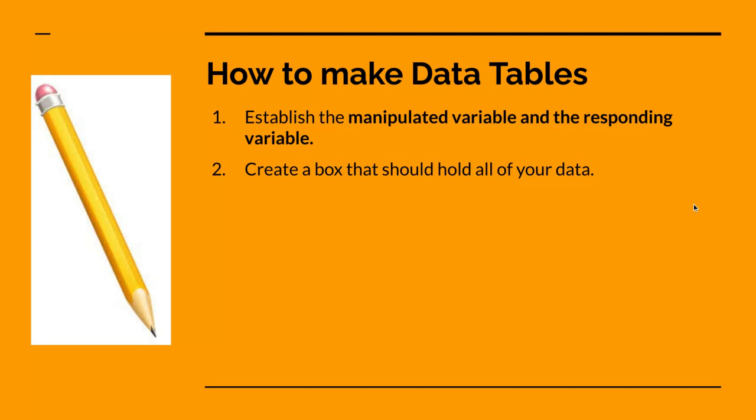Once you've identified those, you need to create a box. The box needs to be a decent enough size to include all the data that you're going to be plotting in. Okay. You don't want it to only account for one variable and then make a separate data table. It all needs to be under one roof. It needs to be all under one data table. So it has to hold all your data.